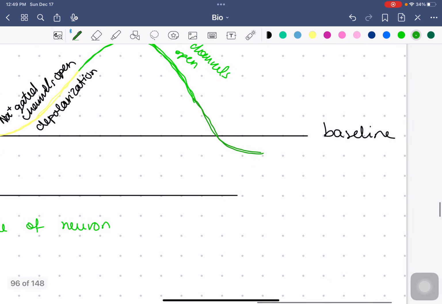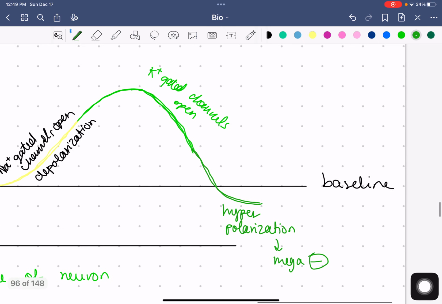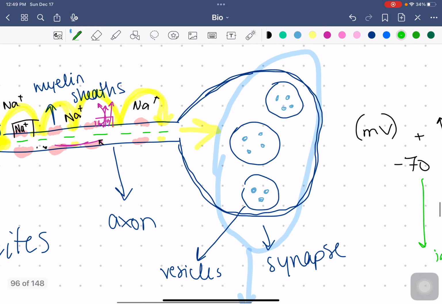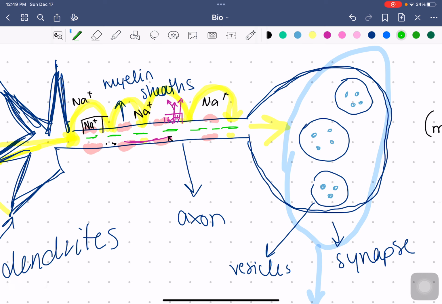So we go super negative, which is called a phase of hyperpolarization. We're getting mega negative. Well, mega less positive, to be politically correct. Here the K plus channels are still open. And here it's called repolarization because we're getting back to the less positive polarization. Hyperpolarization, or it's called a refractory period. Refractory period.